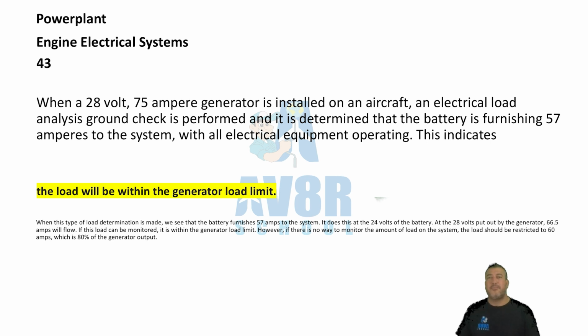All right? They try to mess you up, guys. Just know that you have a 28 volt, 75 amp generator. So that's the maximum operating power right there, 75 amps. Now, if you're running 57 amps, guess what? It's well within the range. Don't worry about it and continue. The load is well within the generator load limits.